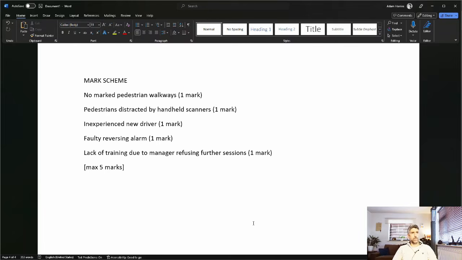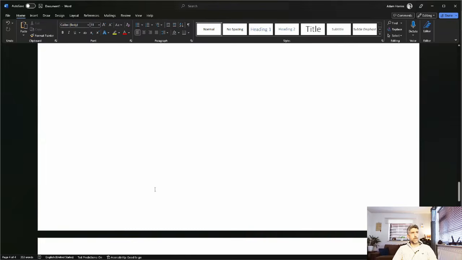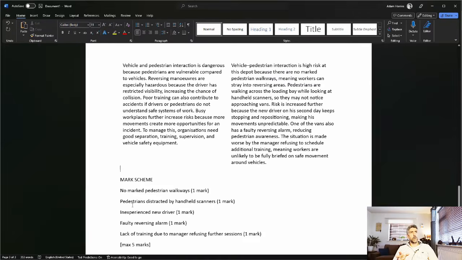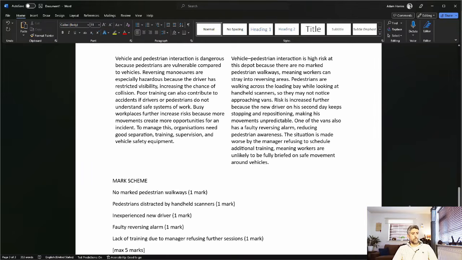I'll get it such that you can see the mark scheme. Hopefully you can see that. Can I make that any bigger? Now that you've got the mark scheme and both answers, see whether you can figure out, based on the mark scheme, which one scored the most points.